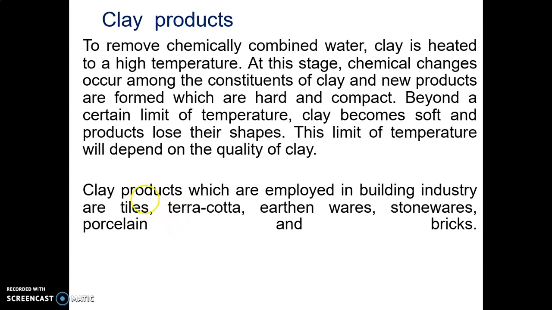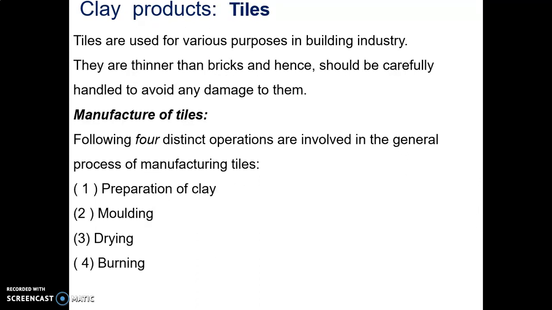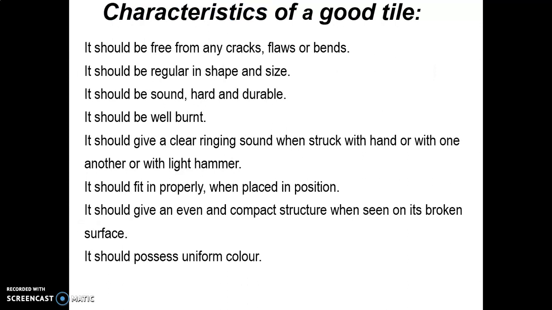The clay products which are employed in building industries are tile, terracotta, earthenwares, stonewares, porcelain and bricks. Tiles. Tiles are used for variety of purposes in building industry. They are thinner than bricks and hence should be carefully handled to avoid any damage to them. Manufacture of tiles. The following four distinct operations are involved in the general manufacturing of tiles: preparation of clay, molding, drying and burning.